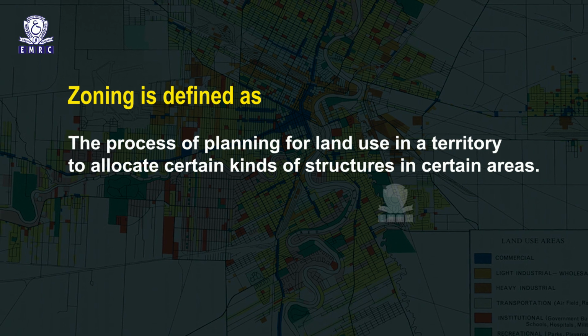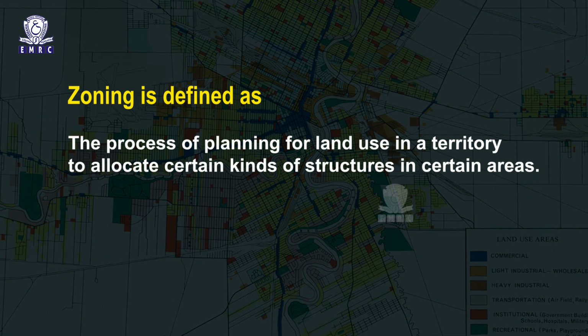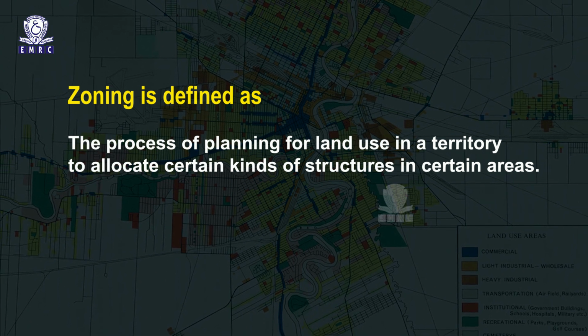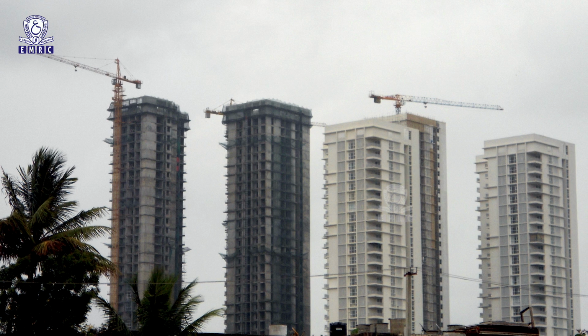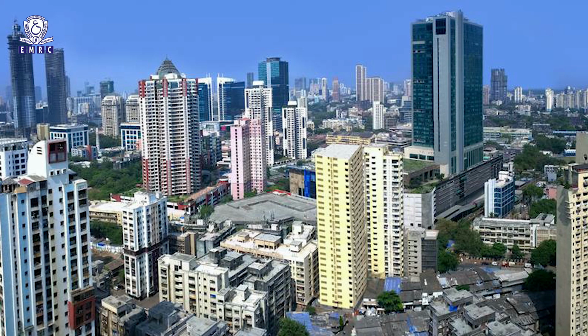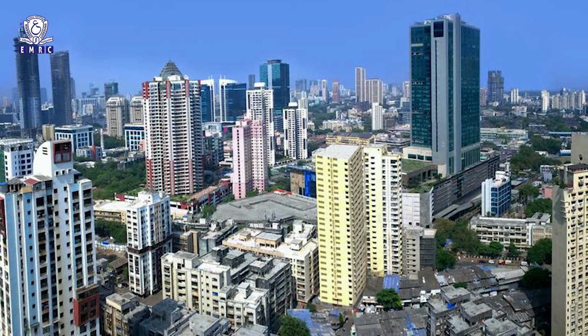Let us now discuss zoning. Zoning defines the mechanism and regulations by the municipal authority of the use of land and of the buildings. Zoning is defined as the process of planning for land use in a territory to allocate certain kinds of structures in certain areas. Zoning also includes restrictions with regard to the height of buildings, use of green space, density, that is, number of structures in a certain area, types of businesses.